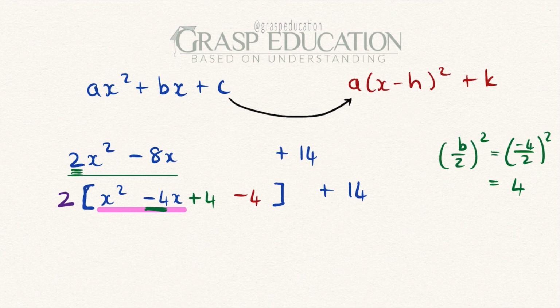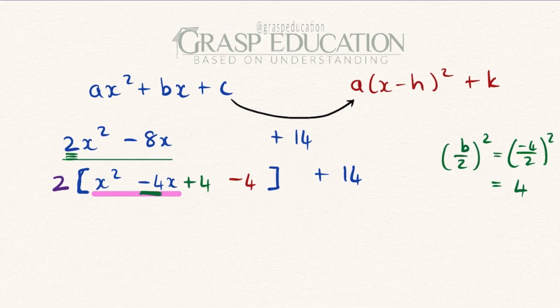The negative 4 needs to be inside the bracket so that it makes an equivalent addition of 0 to the bracket. If I had to add it outside the bracket, what would happen is this 4 there is being multiplied by 2, but the negative 4 here is not being multiplied by 2. So the negative 4 has to be inside the bracket. What I need to do now is factor the first 3 terms inside the bracket in order to get a perfect square bracket.